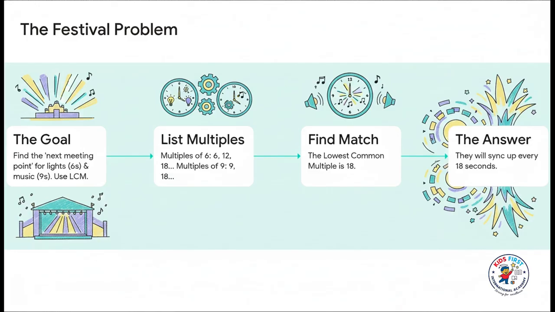So, we list out the multiples of 6. You've got 6, 12, 18. Then we do the same for 9. You've got 9, 18, and boom! The first number they share is 18. And that's our answer. They sync up perfectly every 18 seconds.